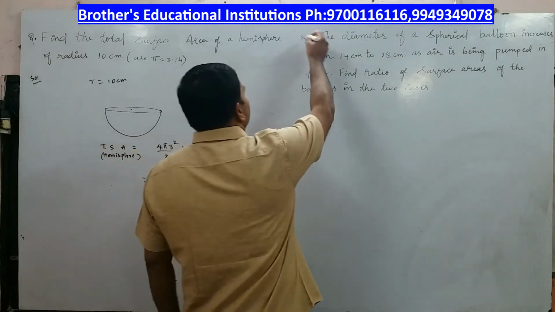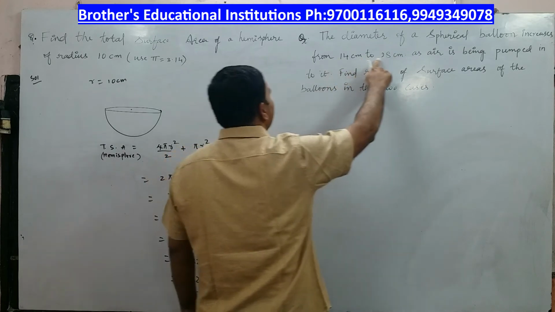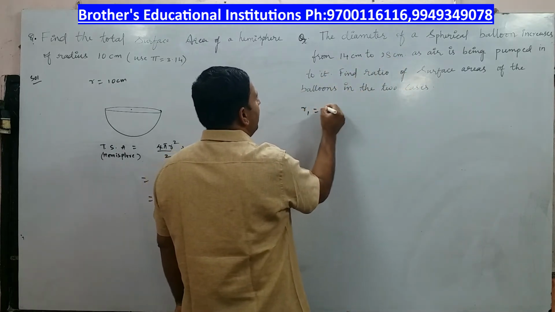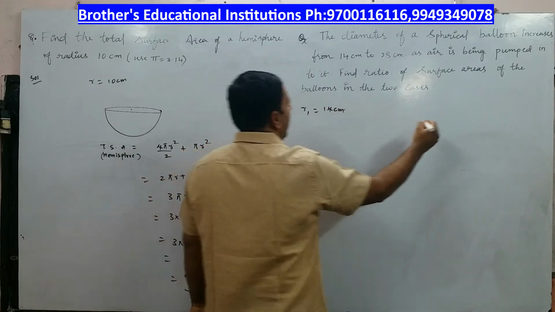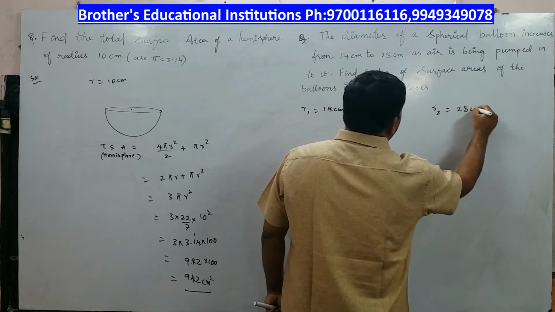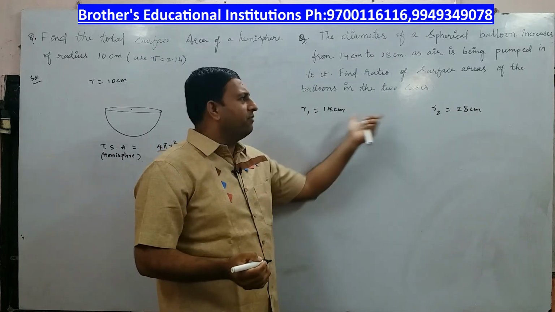Alright. So the next question here is, the diameter of a spherical balloon increases from 14 centimeters to 28 centimeters. There are two cases here. First case, radius was 14 centimeters, and since you are blowing air into it, the radius has now changed to 28 centimeters. Alright. So this is just like before marriage and after marriage, right?